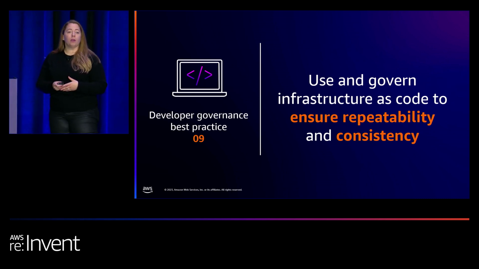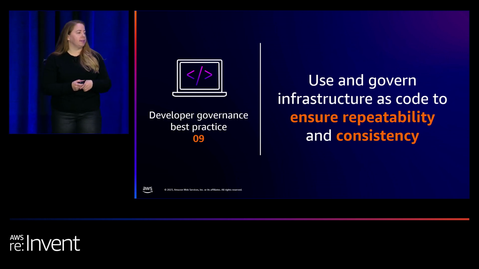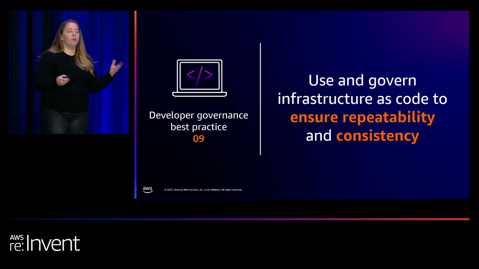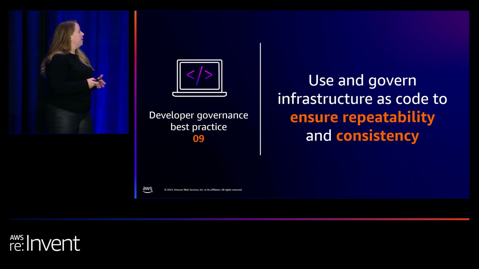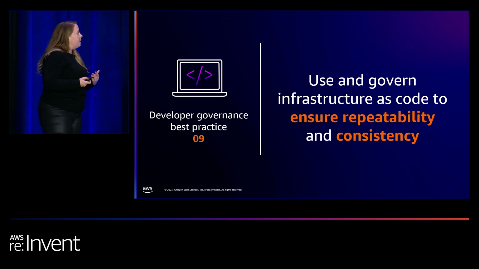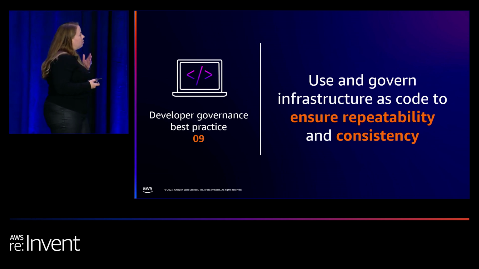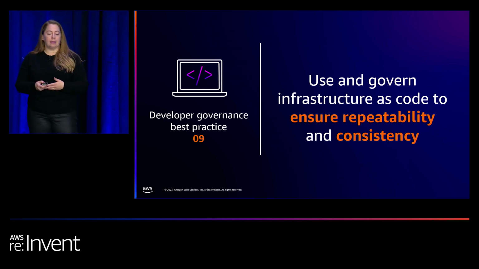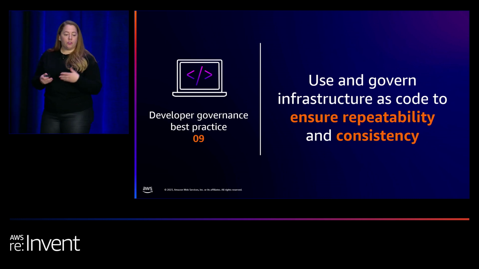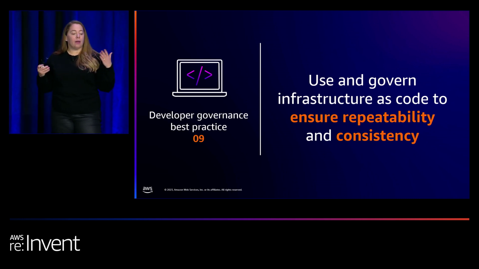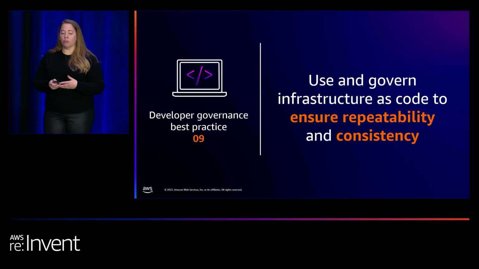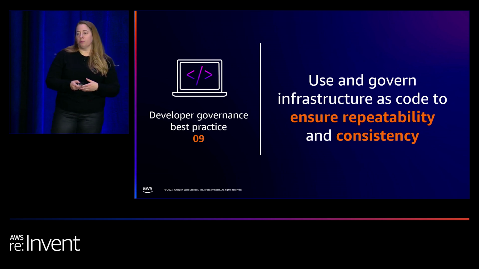Or maybe you have a specific SDE that is testing allow listing of a new service, right? How do you give him or her the freedom to do so? So our recommendation for best practice number 9 is to use and govern infrastructure as code to ensure repeatability and consistency. By treating your infrastructure as code, it allows you to author it with any code editor, check it into a version control system, and review with your team members before deploying into production, right?